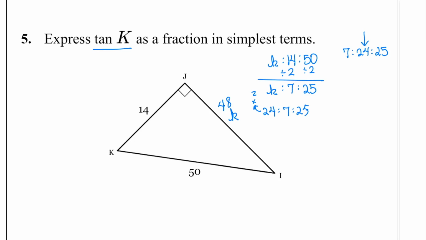Now to finish the problem, tangent of k is going to be opposite over adjacent. So we're going to have 48 over 14, and when we divide both of those by 2, we're going to get 24 over 7.